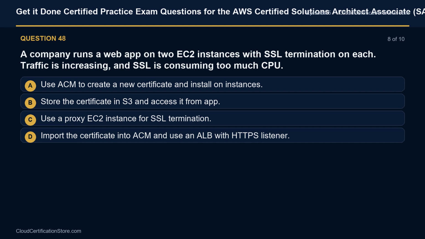Option B, store the certificate in S3 and access it from app. Option C, use a proxy EC2 instance for SSL termination. Option D, import the certificate into ACM and use an ALB with HTTPS listener.